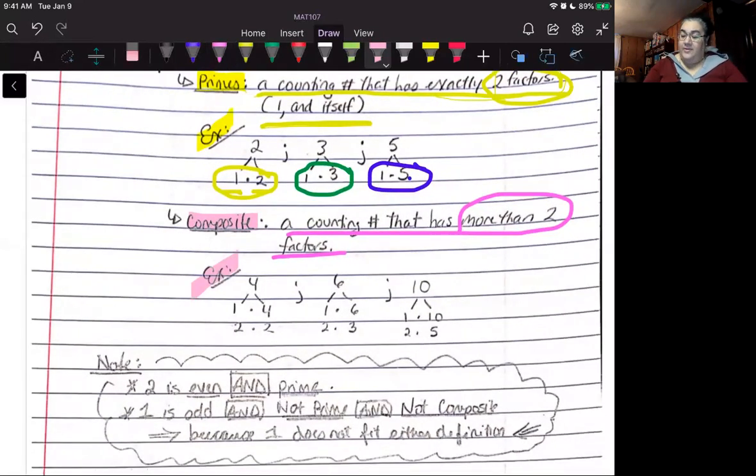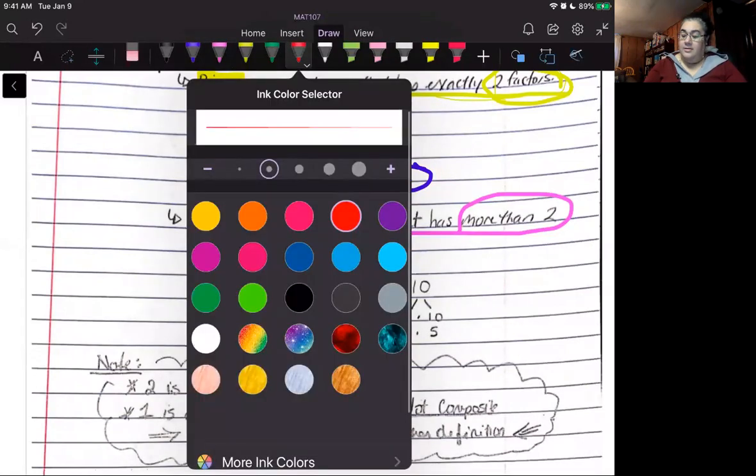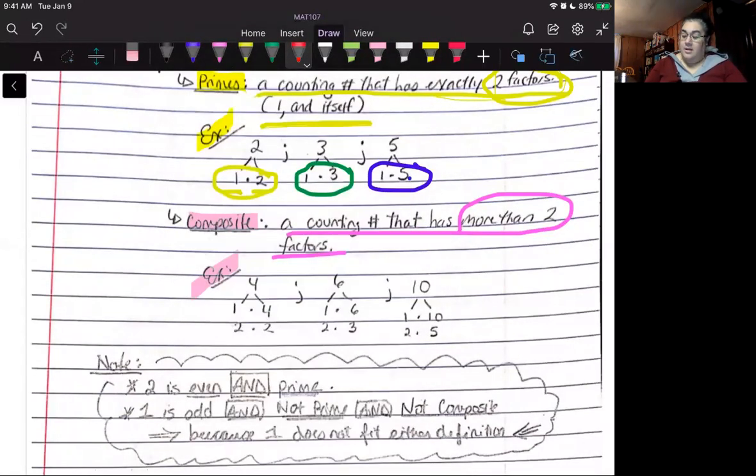And you can see here are some examples. We have 4, which has 1 and 4, but it also has 2 and 2. So right there, just by having one extra factor, the factor 2, it stops being a prime and becomes a composite. We have 6 that has 1 and 6 and 2 and 3. So there you go. Now it's composite because it has more than itself. And the same thing is true for 10: 1 and 10, and 2 and 5.